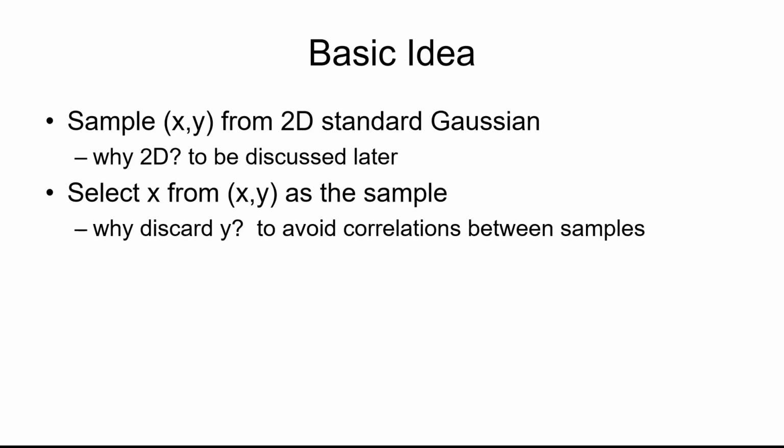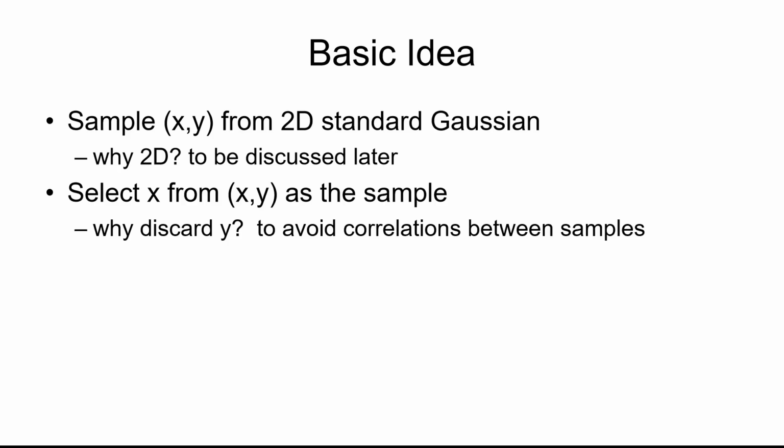Okay, so now let's talk about this Box-Muller approach. The basic idea for that is, instead of sampling from the 1D standard Gaussian distribution, we can sample coordinates x and y from the 2D standard Gaussian. So why do we sample from 2D Gaussian? Would it be more difficult to do that? We will discuss this later.